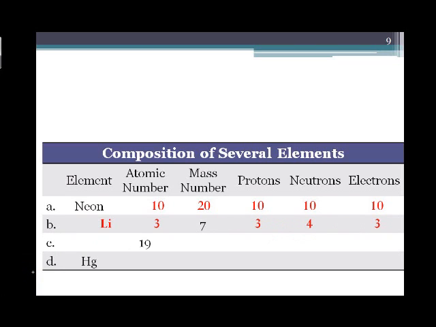An atomic number of 19. This is potassium. Looking at potassium, potassium's atomic mass is 39.10, so this rounds to 39. The number of protons is equal to the atomic number, so 19. Neutrons plus protons will give us our mass number. So what number plus 19 will give us 39? That's 20. And the number of protons is equal to the number of electrons.